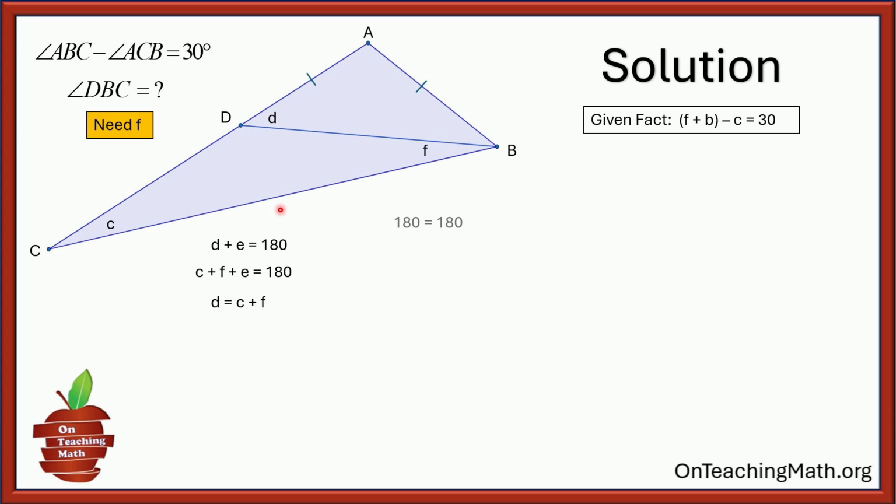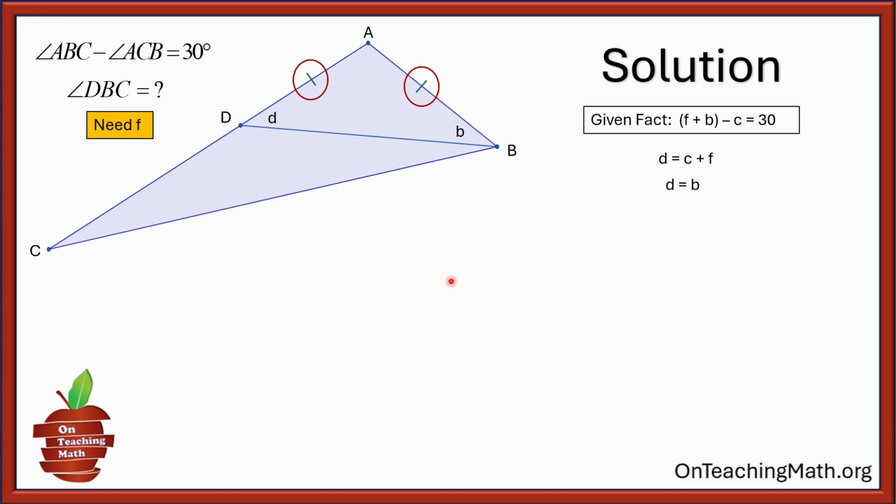And if you don't see why that's working like it is here, check this out. 180 equals 180, and 180 is D plus E, and it's also C plus F plus E. So those things are equal, right? So this thing equals this thing. You can subtract E from both sides, and then you can see that D equals C plus F. All right. So second fact we've discovered, right? D equals C plus F.